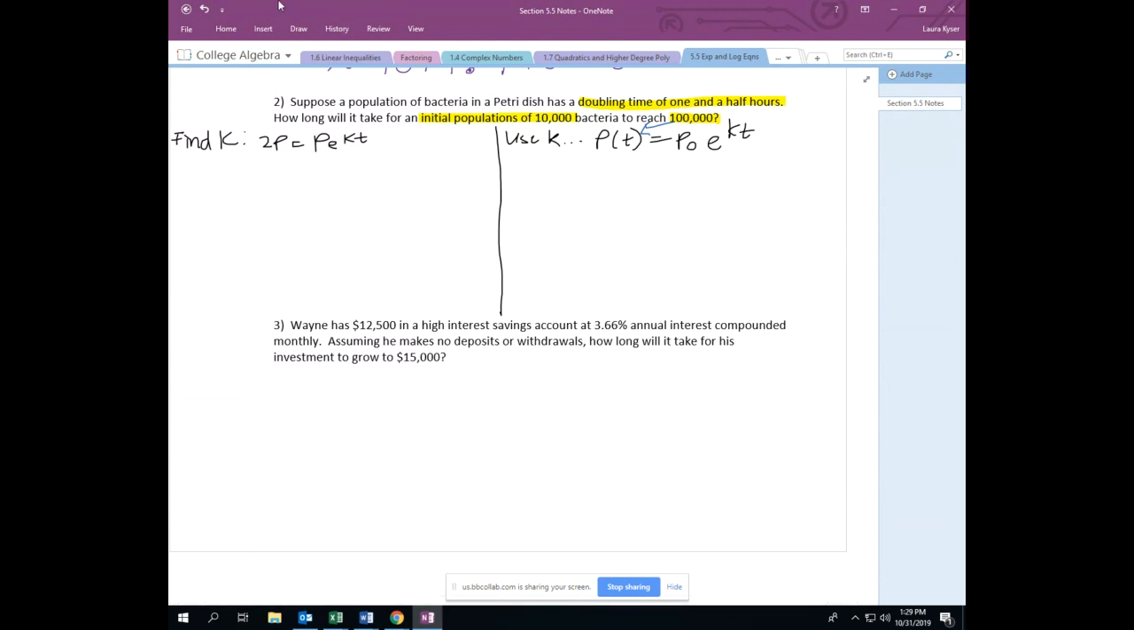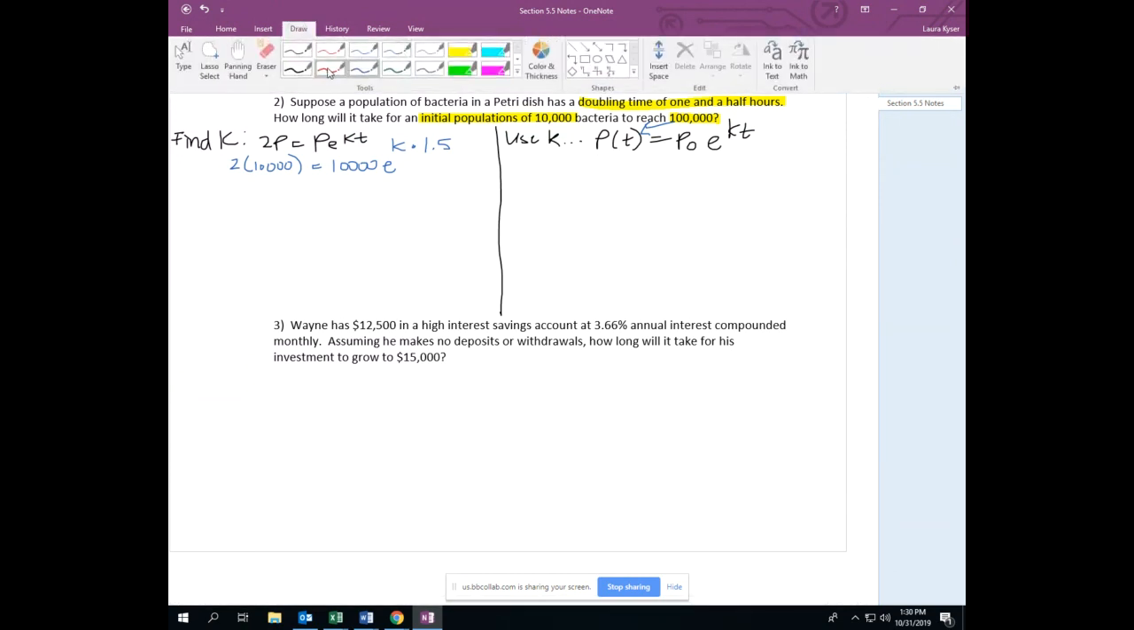The other 2 pieces are going to go into the other formula so that we can find out what the doubling constant is. So we know what P is. It's the initial population. And it tells us right there, the initial population is 10,000. So if I plug it in, I have 2 times 10,000 equals 10,000 E. K is not given. That's the constant we're looking for. But T is 1.5 because it tells us the doubling time is 1.5 hours. So K times 1.5.